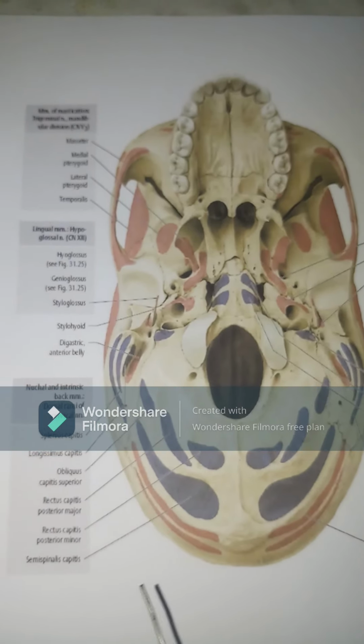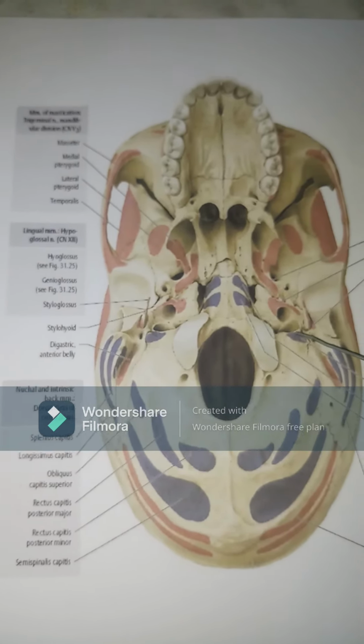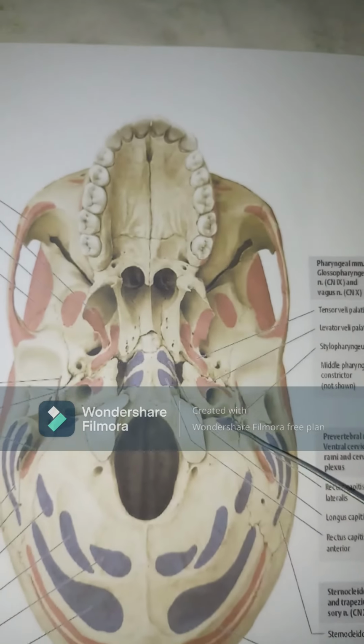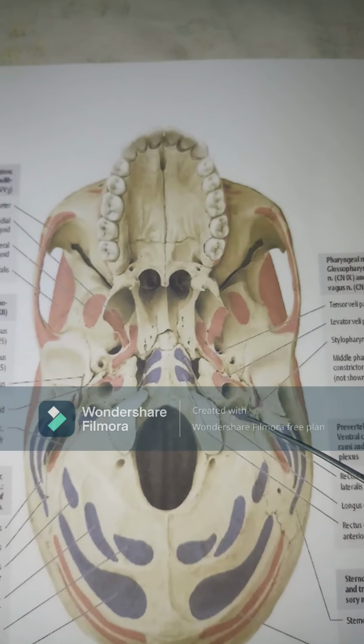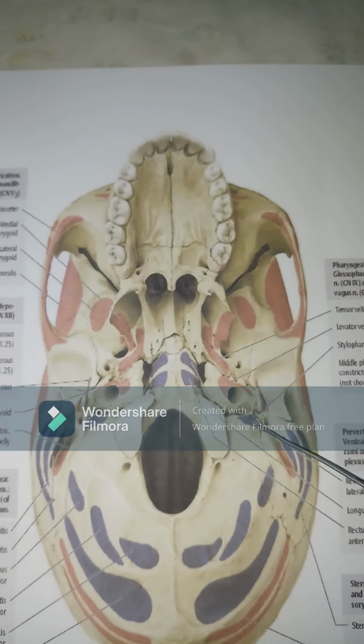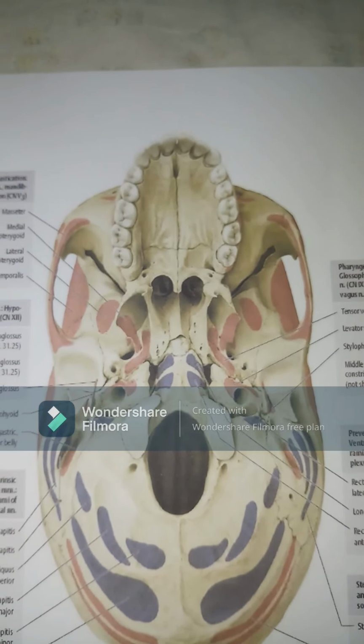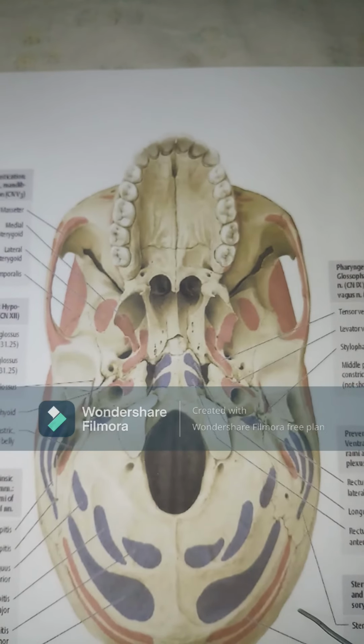Now, just behind the jugular foramen, there is attachment of rectus capitis lateralis. So these are the attachments in the posterior part of the norma basalis.